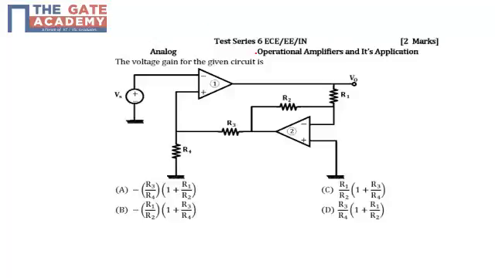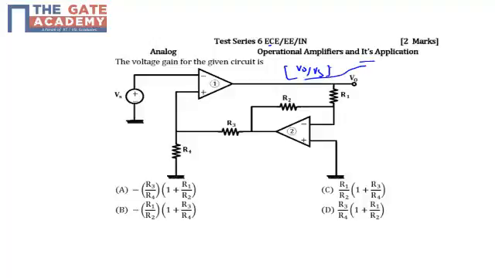Hello friends, this question is from test series number 6 in the subject of analog, and the topic name is operational amplifier and its application. In the problem, we have a circuit based on two op amps and we need to calculate the voltage gain V0 by Vs.